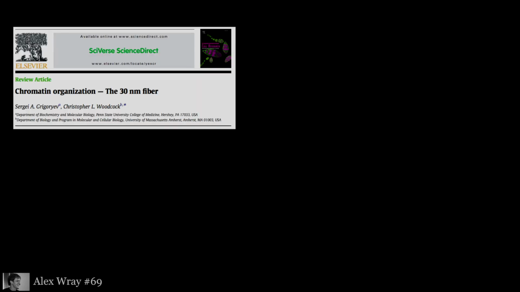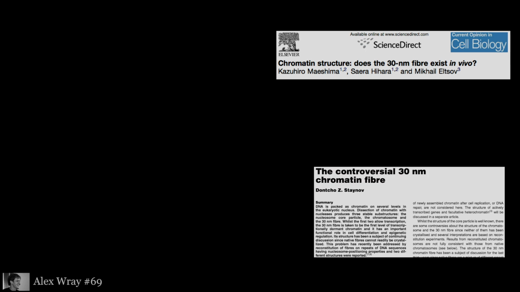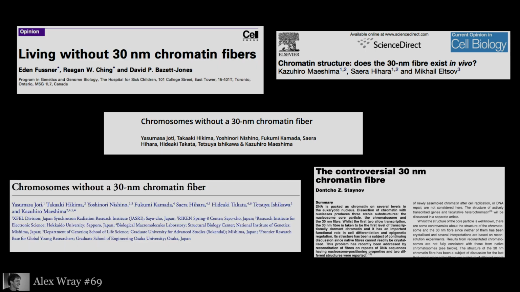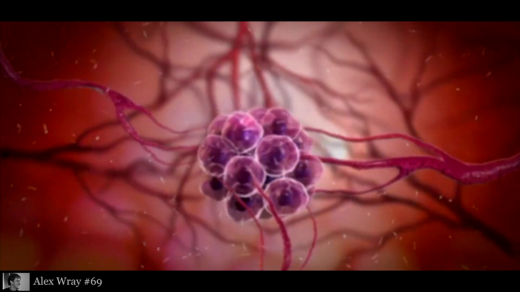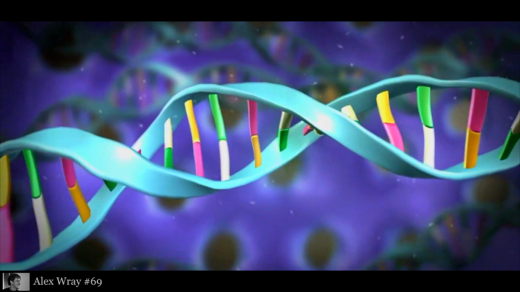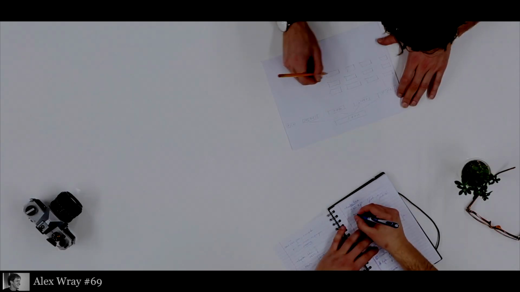How can we have such conflicting opinion over such an important question? How can structures that some researchers are observing not be found by others? What impact is this gap in our knowledge having on our ability to understand diseases like cancer or develop new treatments like gene therapy? As it so happens, this contradiction comes down to a difference in approach.